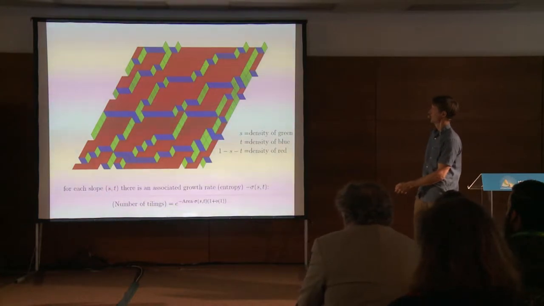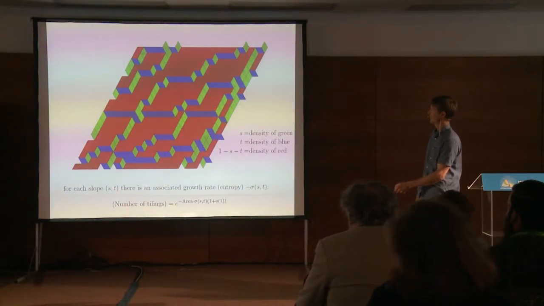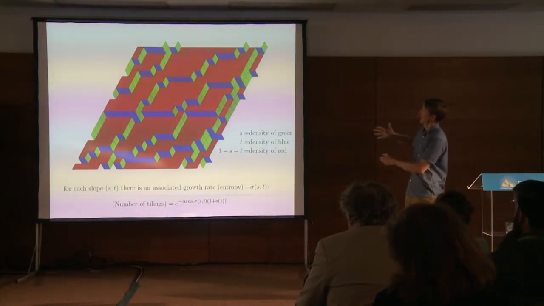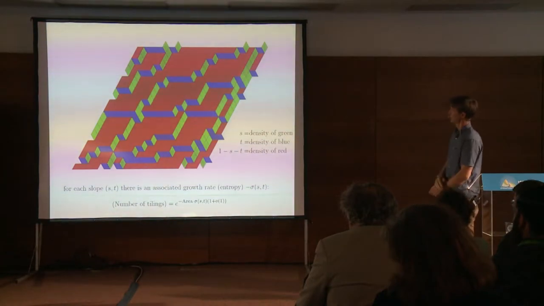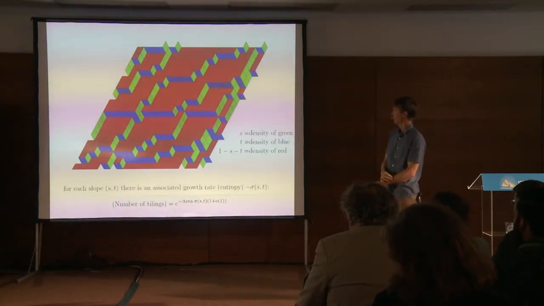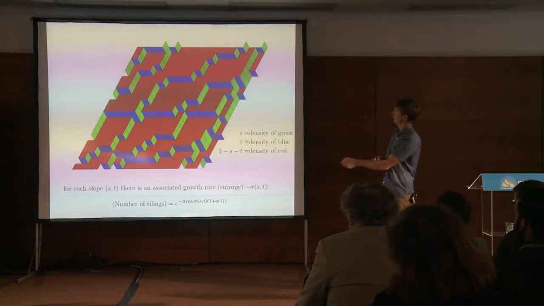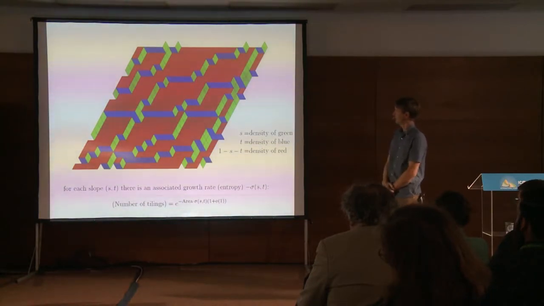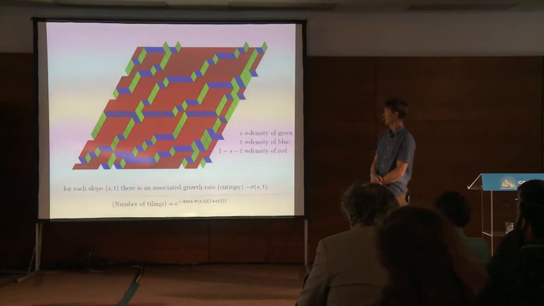So for each possible pair of densities S and T and 1 minus S minus T, there's an associated growth rate, which is just how many surfaces have that particular average slope. By which I mean, if you take a large chunk with boundary conditions which approximate the correct slope, and you just count the number of tilings, you will find that the number of tilings is roughly e to the area times some constant minus sigma.